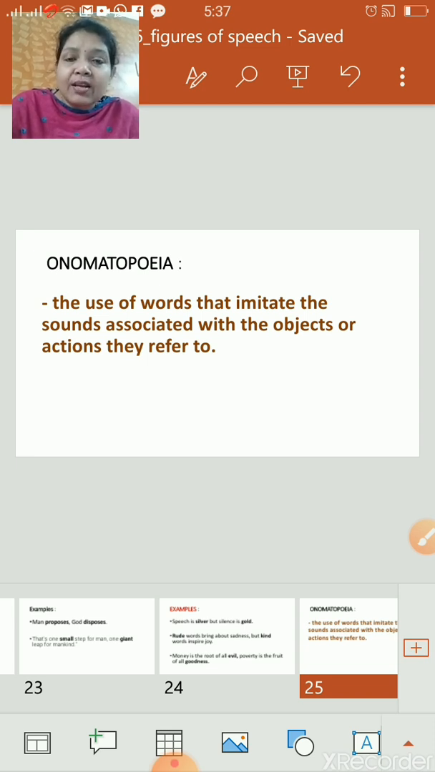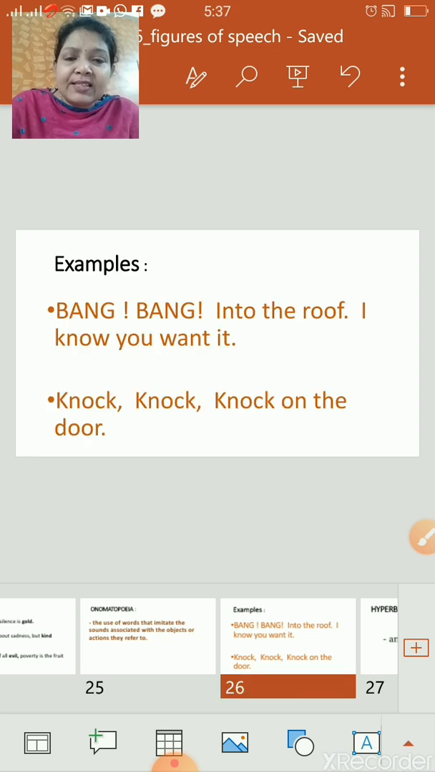Now, how do we recognize it and what kind of sentences can we look at? I have given you a few examples. As I said, this could be any kind of sound.